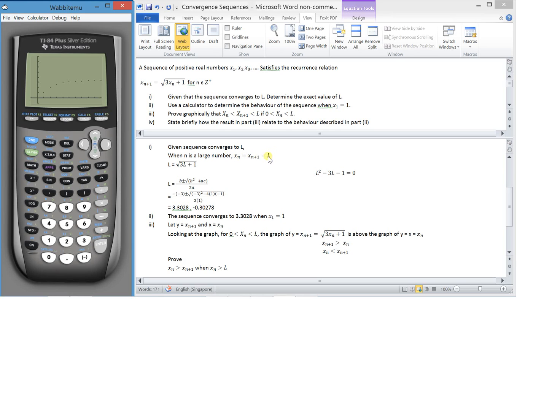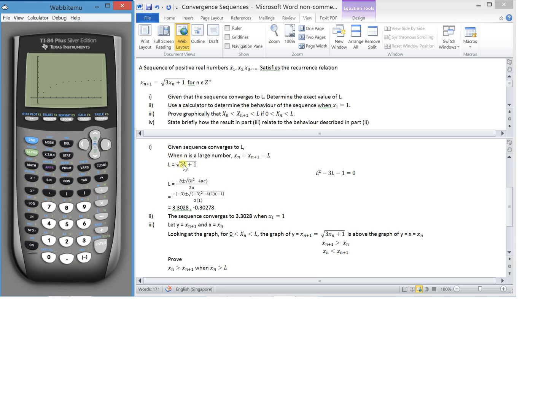So that means the L that we find, if we substitute it into the equation, will be exactly the number that the sequence converges to. Let's prove this. Let's show that it is the case. So now I substitute L into this equation. I replace xn plus 1 by L, and I also replace xn by L.